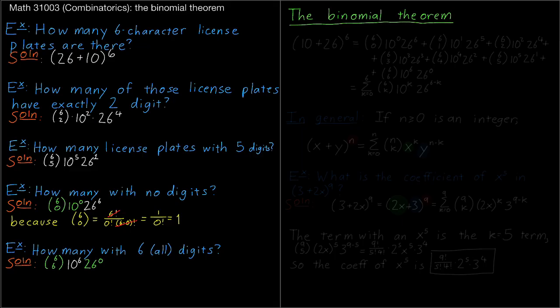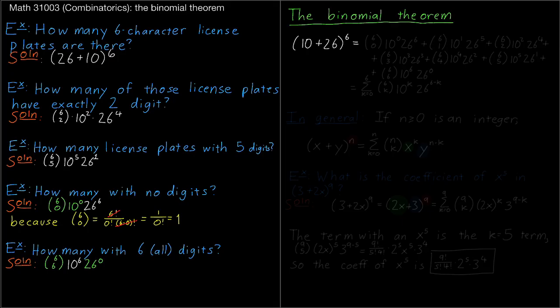So if you want to know the total number of ways to make a license plate with 6 characters, that's (10 plus 26) to the 6th. But that is also what you get when you add up the number of license plates by digit count. So that's the total number of license plates.